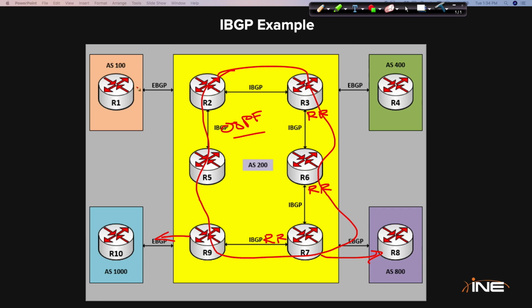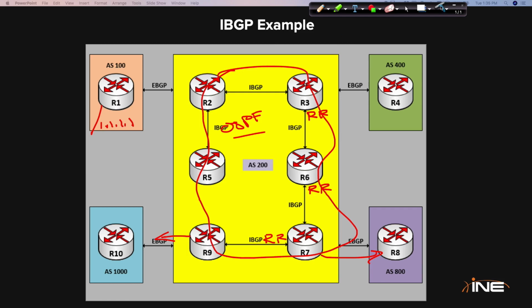So basically, for the route 1.1.1.1 to reach R8 and R10, R3 would have to be configured as a route reflector, and R6 would be the client of R3. Again, R6 would be the reflector, and R7 would be a client of R6, and R7 would be a reflector, and R9 would be a client of R7. Only then everybody would have the route of 1.1.1.1.